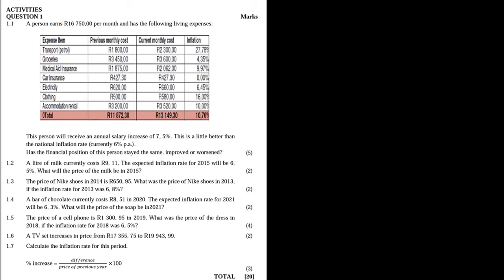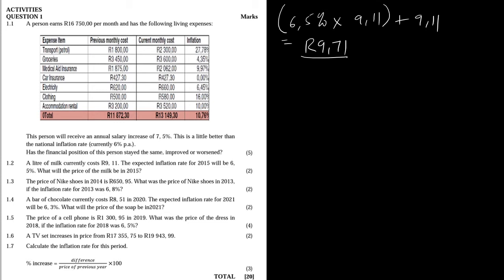1.2, a liter of milk currently costs 9 Rand 11 cents. The expected inflation rate for 2015 will be 6.5%. What will the price of the milk be in 2015? So basically our milk price will be increasing, and there are two ways in which we could do this. We could find the 6.5%, which would be the increase. Find 6.5% of the 9 Rand 11 cents, and we can add this on to the 9 Rand 11 cents, and that would give us an amount of 9 Rand 71.